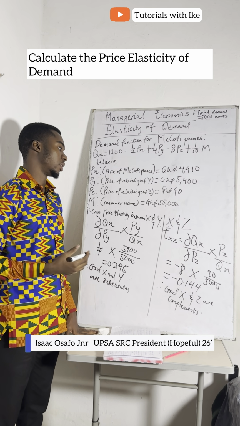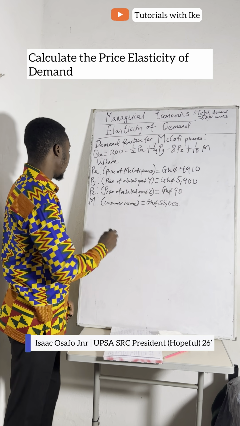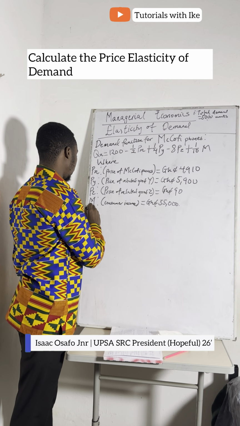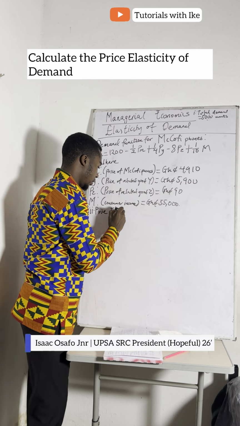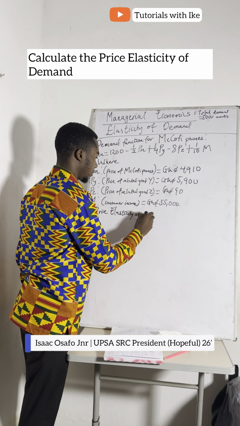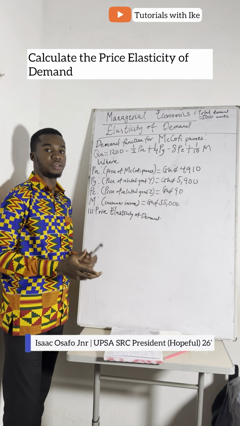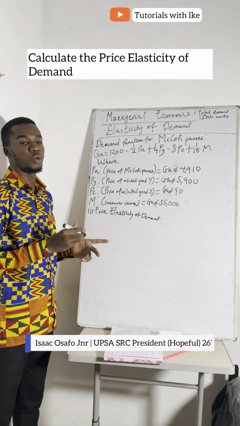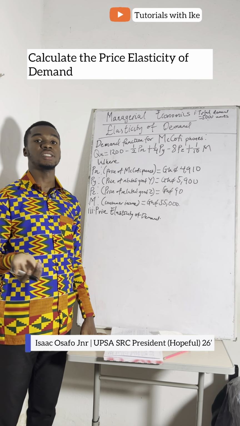Price elasticity of demand. So let me clean the board so that we'll solve for it. All right, so the III, which is the price elasticity of demand. So this one is simple. This one, we are not comparing two products. It's just one product. So we just want to see what is going to happen to quantity demanded when there is a change in price.